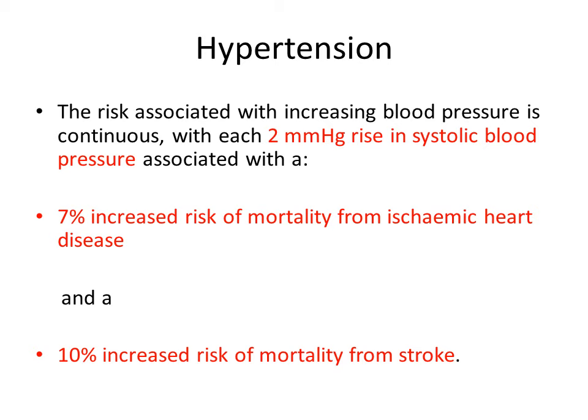The health risks associated with hypertension increase in accordance with the increase in blood pressure, with each 2 millimeter of mercury rise in systolic blood pressure associated with a 7% increased risk of mortality from heart disease and a 10% increased risk of mortality from stroke.